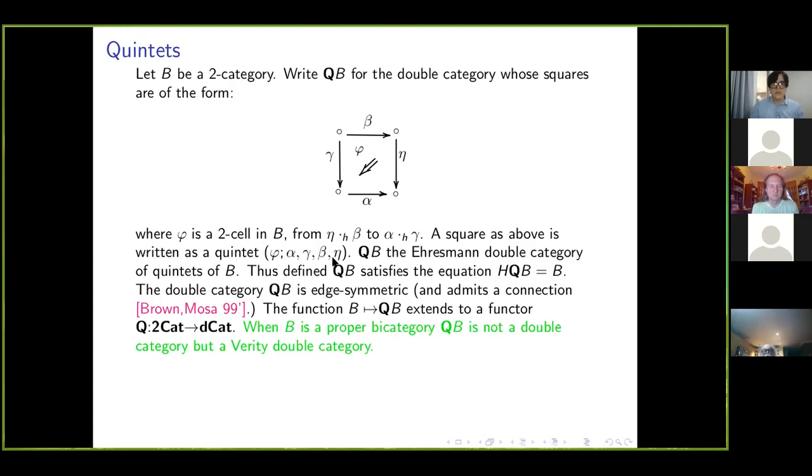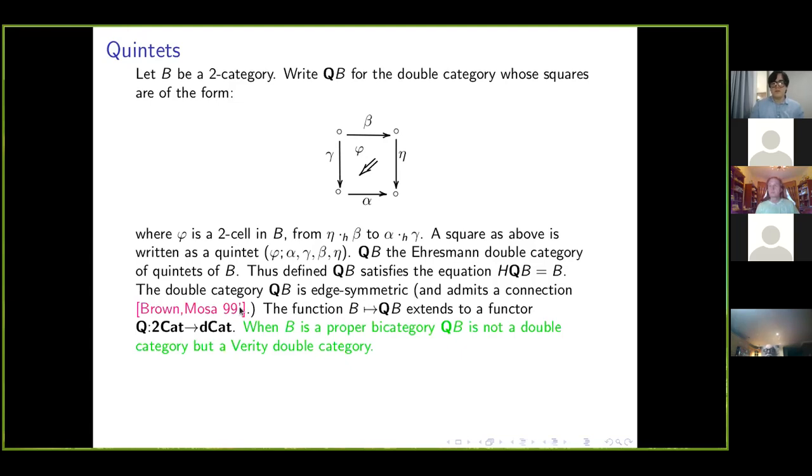So I think the order here is wrong, but the idea is that we can represent this by parametrizing through the two cell and the composition of the boundary of the square. So QB is called the Ehresmann double category of quintets associated to the two category B. QB satisfies this equation here. The horizontal bicategory of the quintets of a two category B is again B. And the double category QB is edge symmetric, so it's special in a way. So the vertical morphisms and the horizontal morphisms are the same. It does not always happen, obviously. And this has more structure.